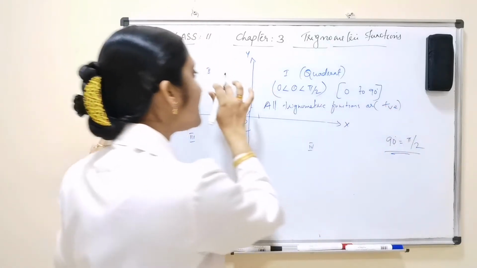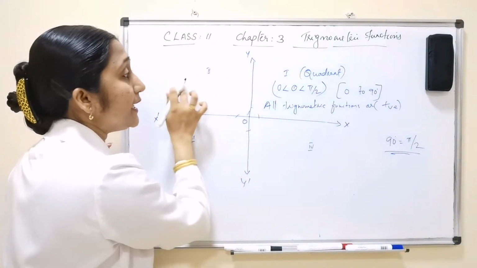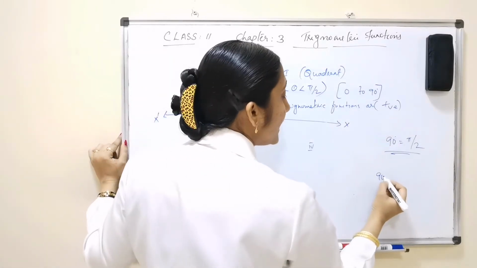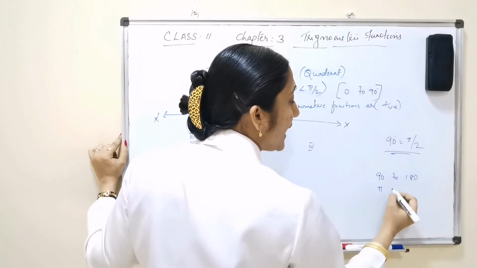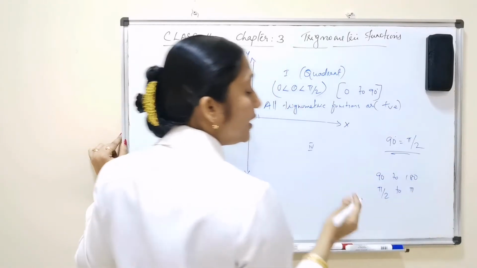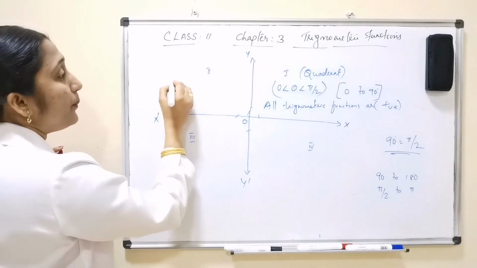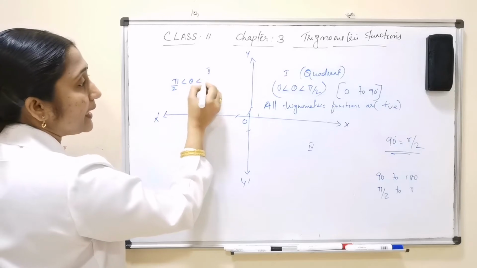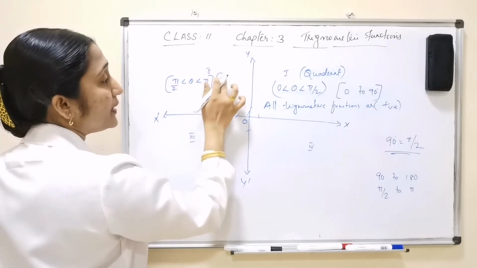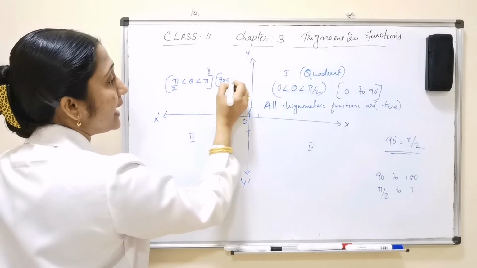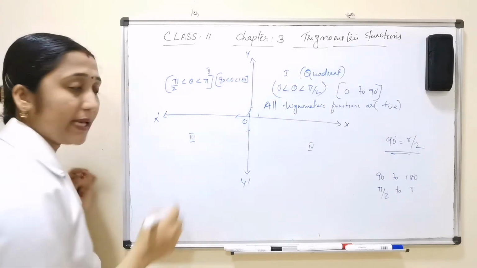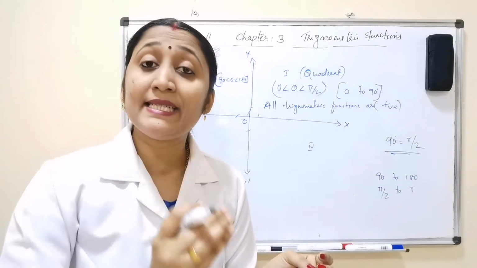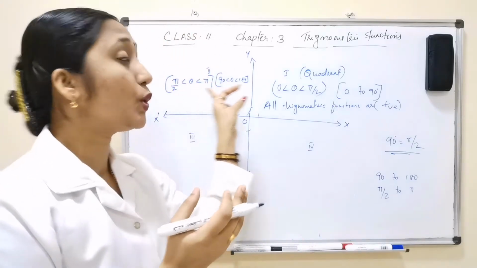In the case of the second quadrant, 90 is finished, so it is 90 to 180, which means pi by 2 to pi. So the angle satisfies pi by 2 less than theta less than pi, that is 90 degrees less than theta less than 180 degrees.